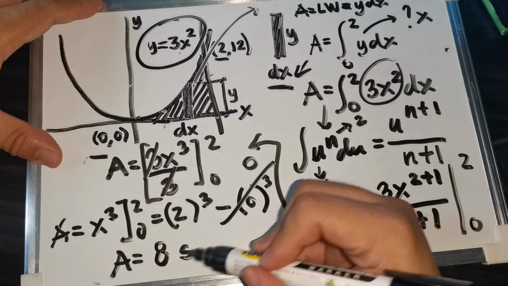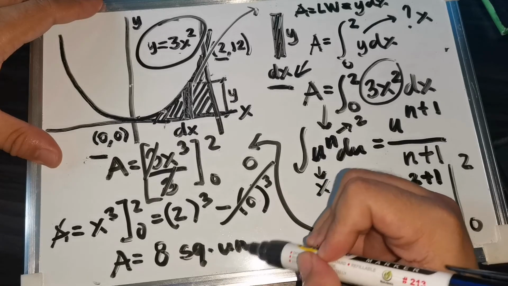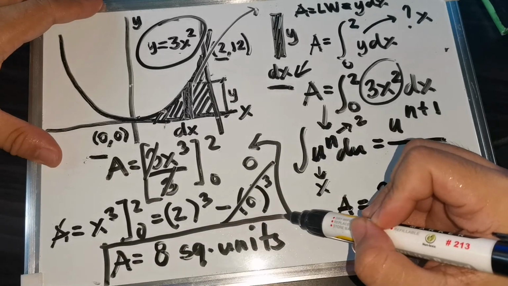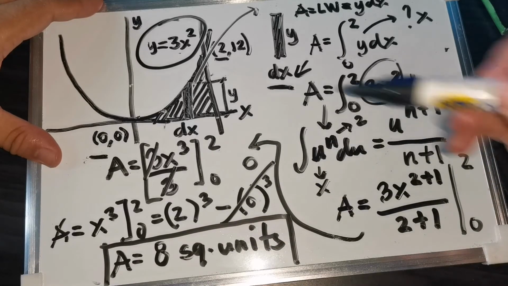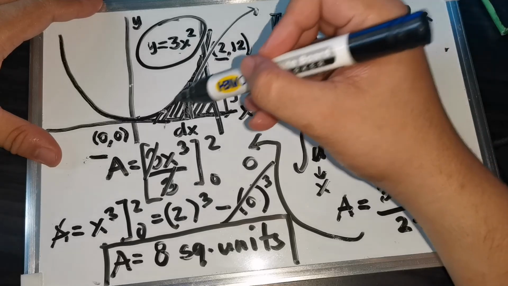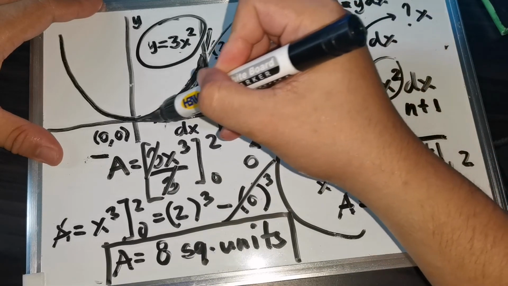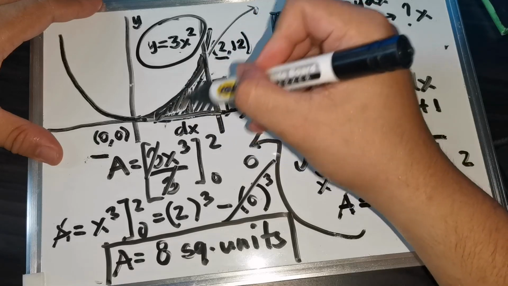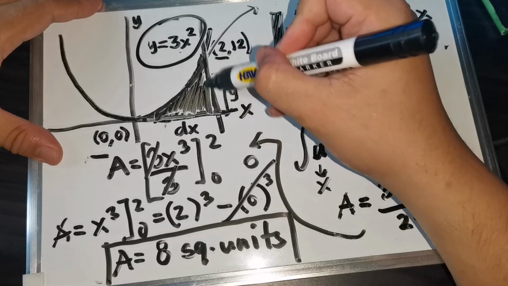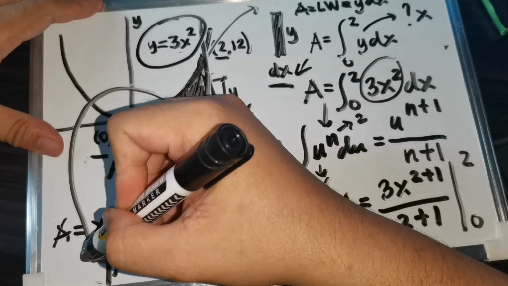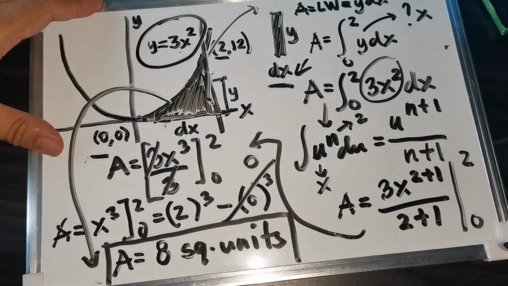We need to put square units because we're pertaining to the area of the curve for this one. So we're considering this part. The area of this one will be equal to 8. So our final answer is 8 square units.